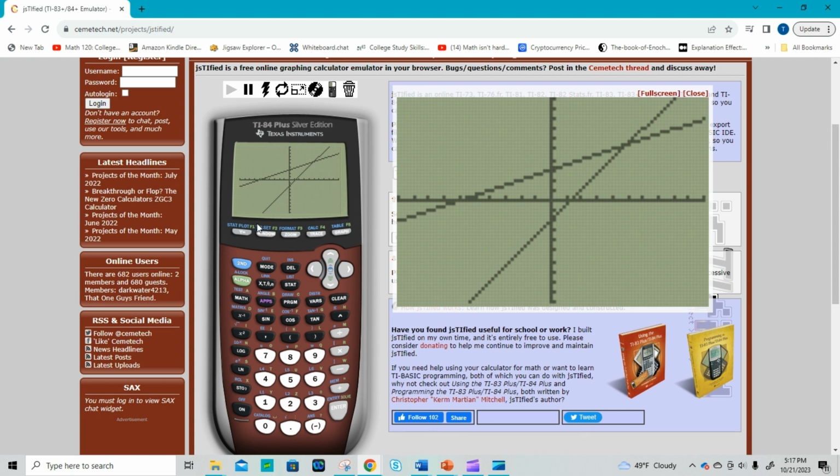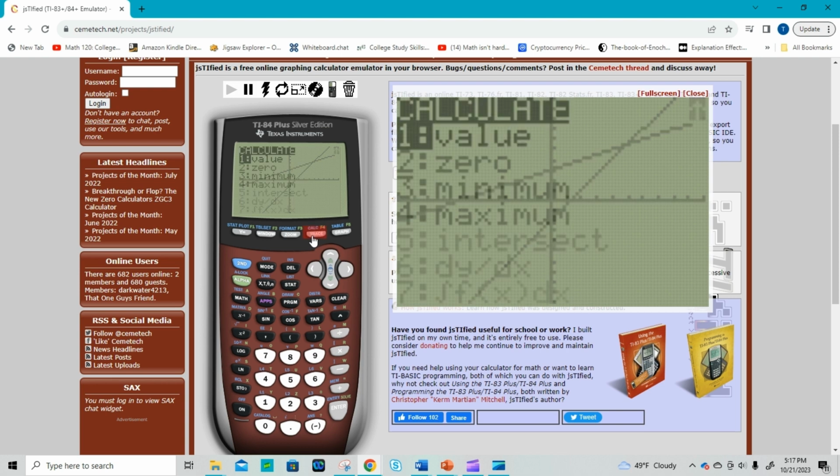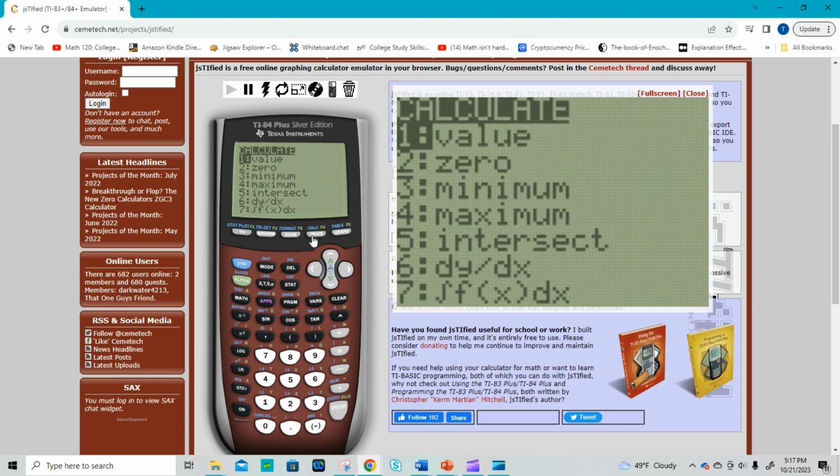So I go to second, which is either blue or yellow, right under the Y equals button and right over the alpha key. The calculator puts a little up arrow in the corner. And now I want to go to trace. Trace is just to the left of graph. The title of the menu is calculate, and that's what's in blue over the trace button.